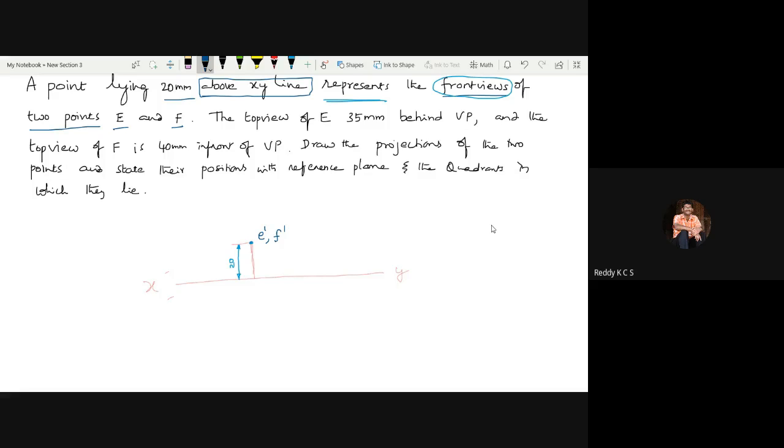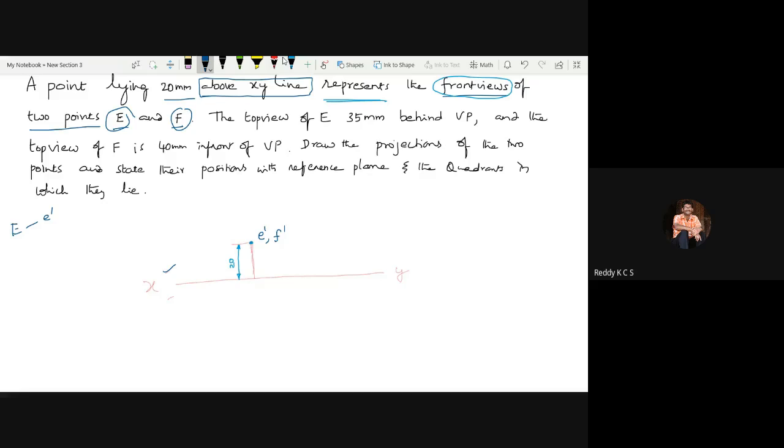So above XY line means this region. He has mentioned above XY line, not above HP or anything else, right? So that's why I draw the XY line and mention the point at a 20 distance. And one more thing, the point represents the front views of 2 points E and F. So how do you designate the front view of a point E?